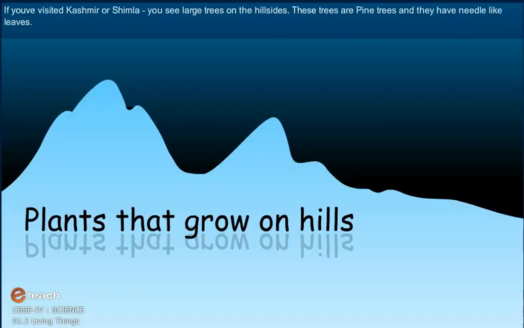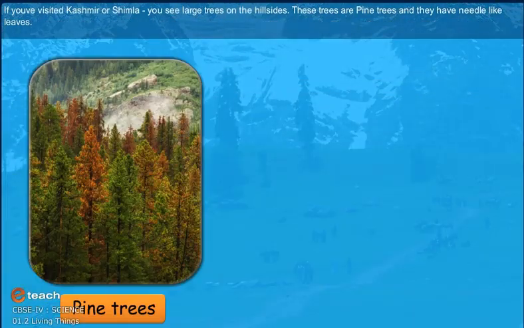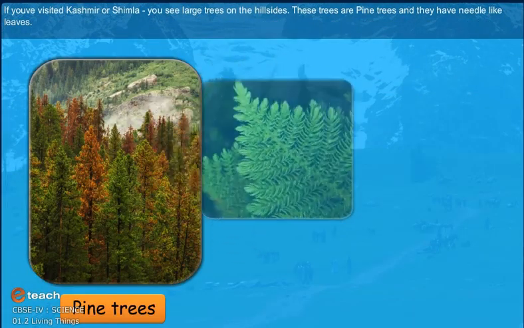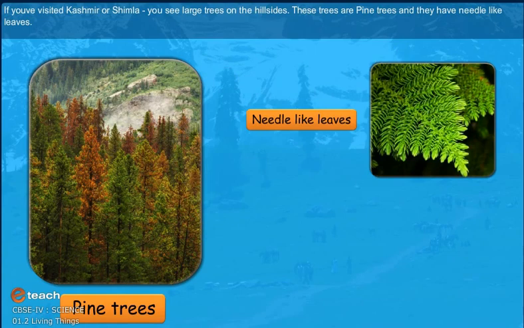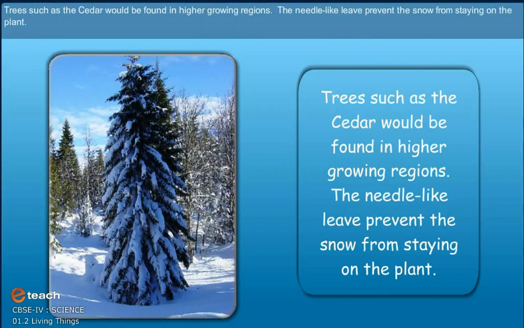If you visited Kashmir or Shimla, you see large trees on the hillsides. These trees are pine trees, and they have needle-like leaves. And instead of flowers, they bear cones, which are really beautiful to look at. Trees such as the cedar would be found in higher growing regions. The needle-like leaves prevent the snow from staying on the plant.